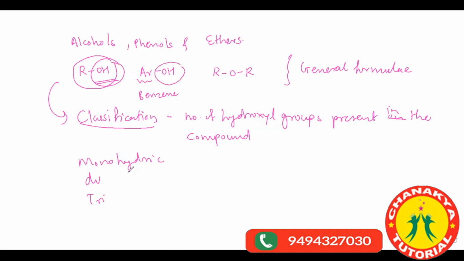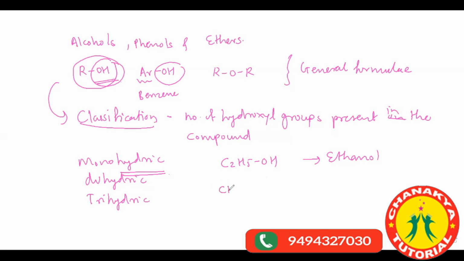Okay. So if only one OH group is present in the compound, that would be monohydric. If two OH groups are present, that would be dihydric. And if three OH groups are present, that is trihydric. For example, monohydric is C2H5OH. What is the name of this compound? Ethanol.